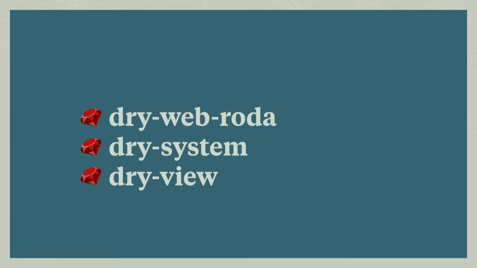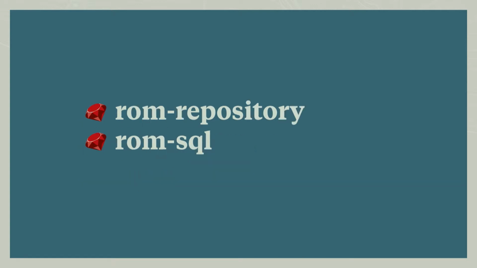So, Dry Web Roda gives us our app architecture and our routes. Dry System gives us an IOC container and easy dependency injection. Dry View gives us view controllers and the ability to easily control our templates. ROM repository gives us our persistence layer and the method by which we retrieve data from the database. And ROM SQL is our database adapter. And remember, we're responsible for defining how we retrieve data suitable for our domain in our repositories.